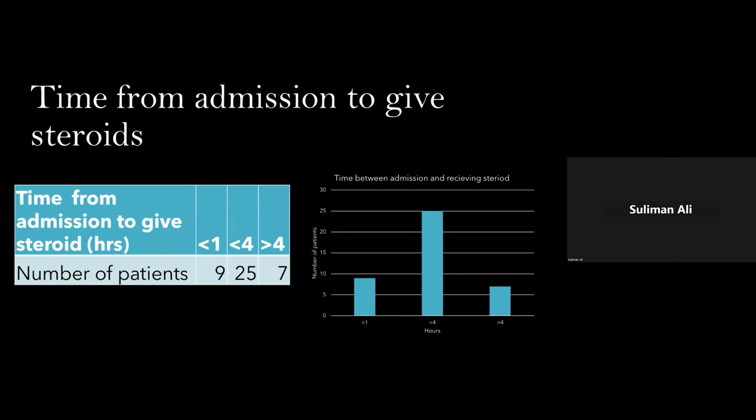Now, if I look at the time from admission to giving steroids, the data shows most patients were given steroids within 4 hours, just like antibiotics. This is probably due to doctors prescribing antibiotics and steroids at the same time and nurses giving them at the same time. So like antibiotics, things can still be done to make sure patients receive steroids quicker, hopefully within 1 hour, which again we would like as a department.